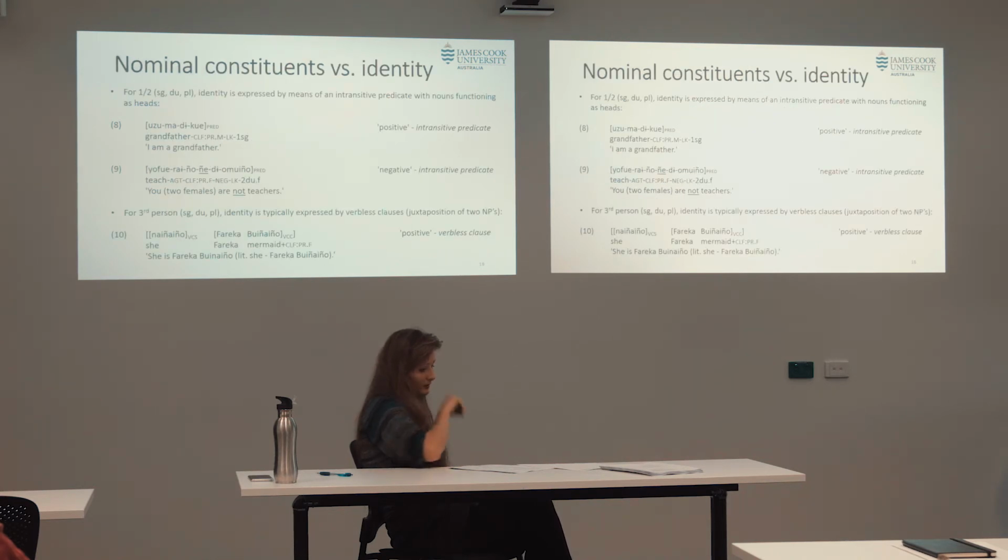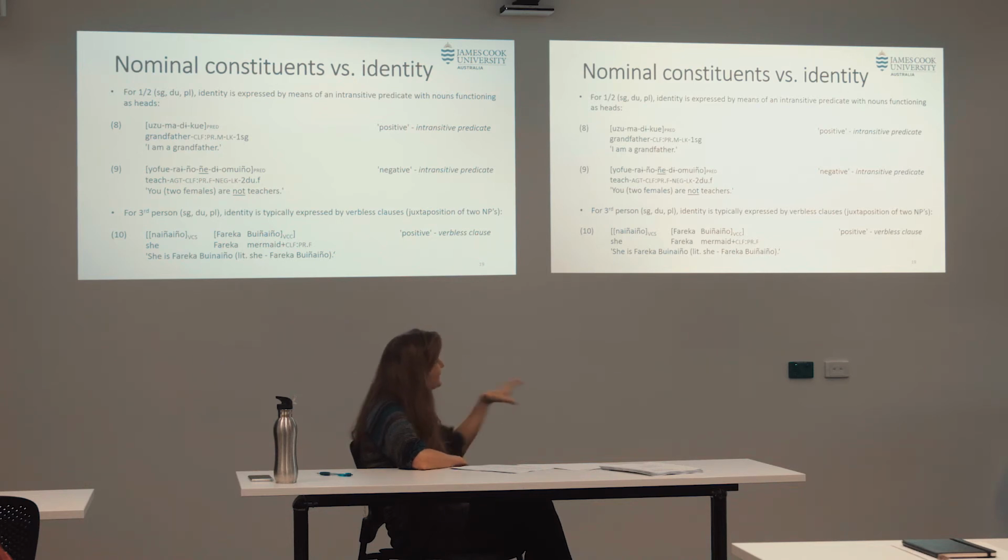And a little bit about nominal constituents and identity in Murui. So for the first and the second singular, dual, and plural, we have identity which is expressed by means of an intransitive predicate with nouns functioning as heads. So in 8, there is an example of the positive intransitive predicate with the noun uthuma, grandfather. So uthuma dikwe, I am a grandfather. And in 9, we have the negative intransitive predicate with this standard negative nie, dziopłe rajno nie domują.